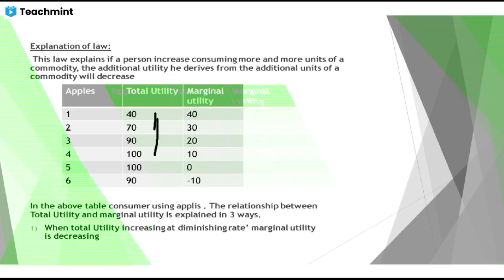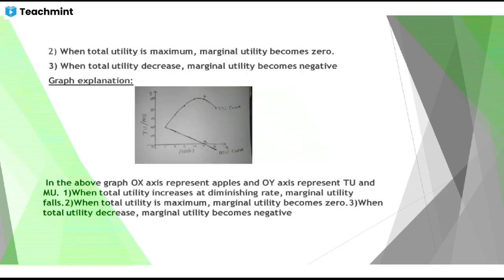And if you see the second one, when total utility is maximum, the marginal utility is 0. When total utility is decreasing, 100 to 90, the marginal utility becomes negative. Okay, so these are the three relations. You can see here when total utility is maximum, marginal utility becomes 0. When total utility is decreasing, marginal utility becomes negative. So this we can see with the help of a graph explanation.